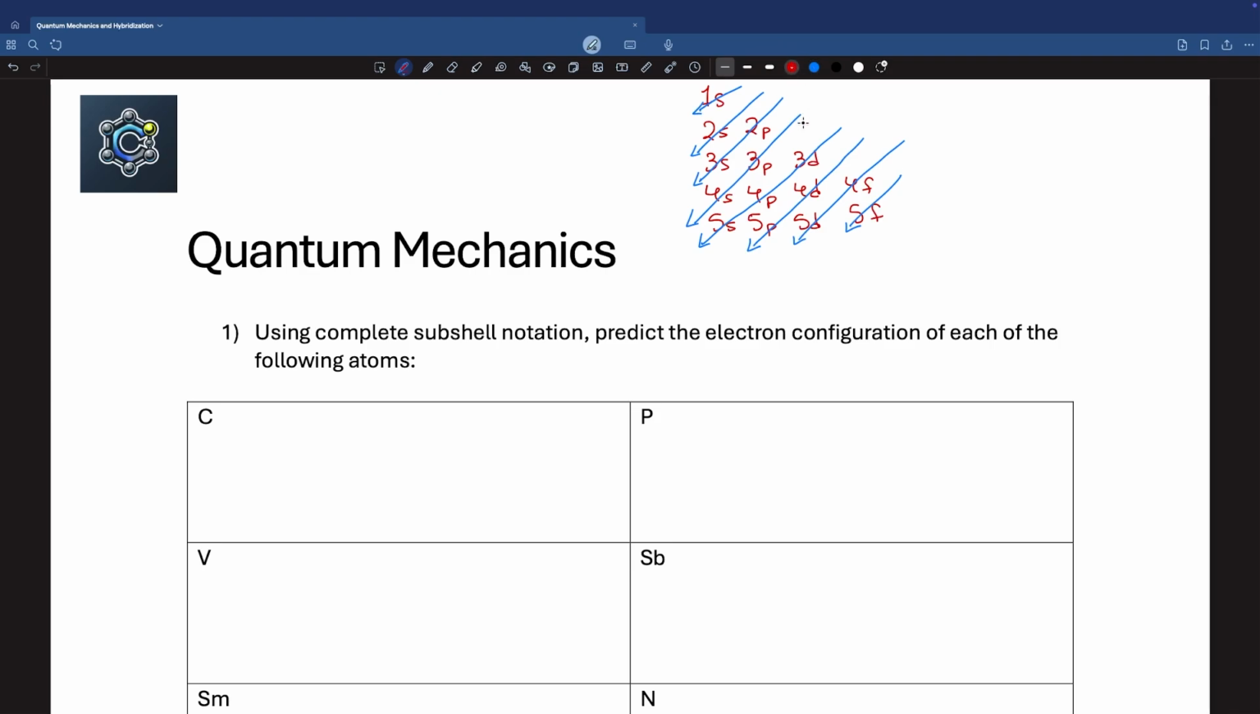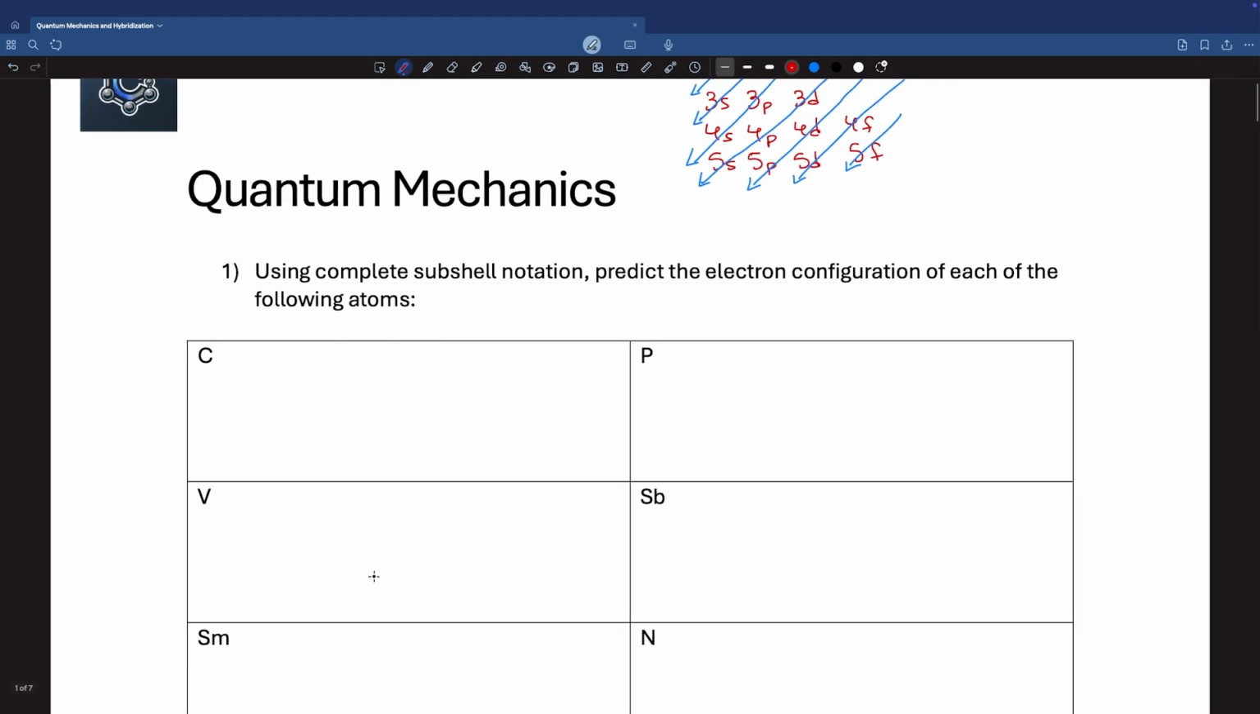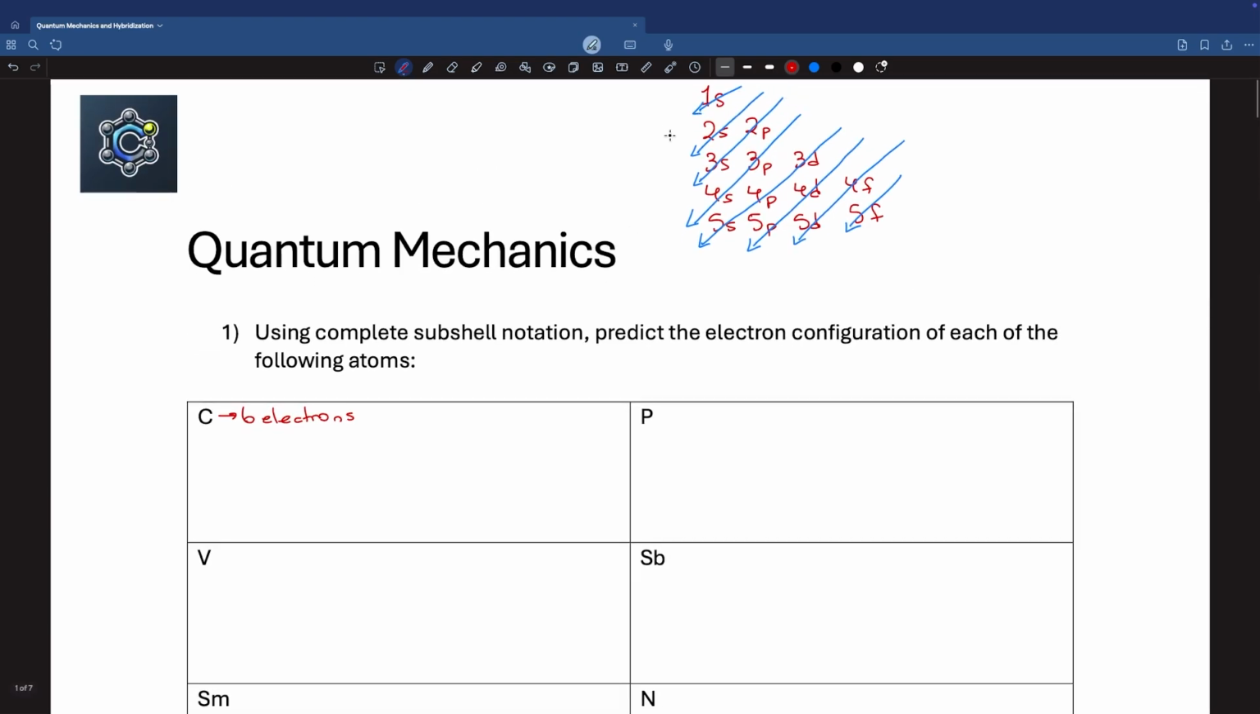For the problems I suggest you get out a periodic table, you probably will need to be able to refer to how many electrons are in each of these elements. And so carbon has 6 electrons. So let's write that out, starting from 1s to 2s to 2p, 3s, 3p, 4s, so on and so forth.